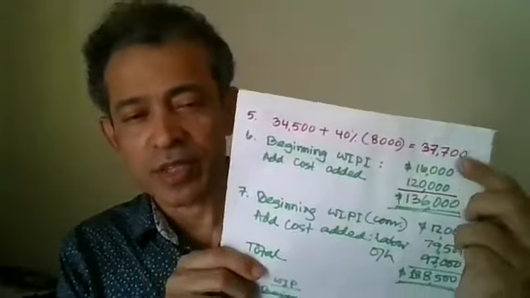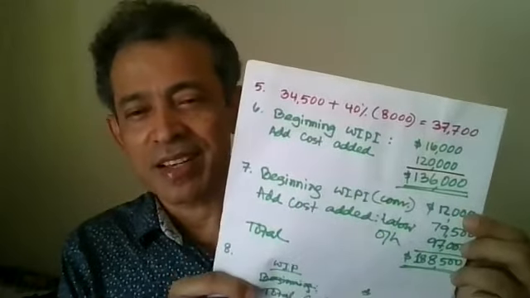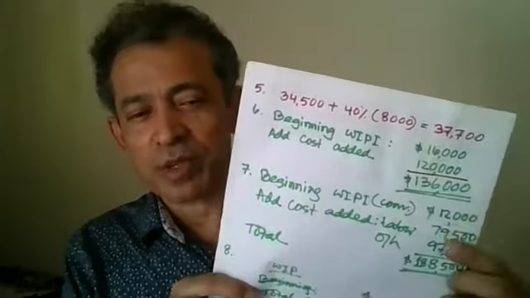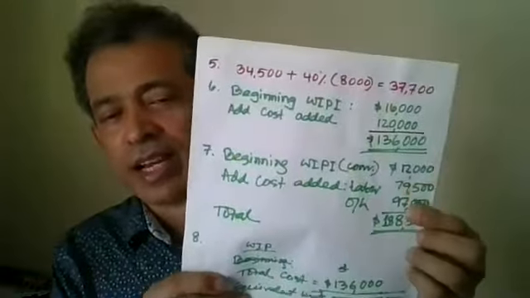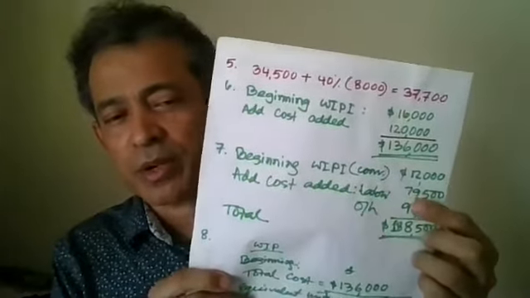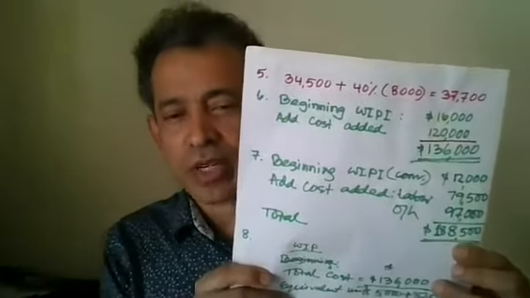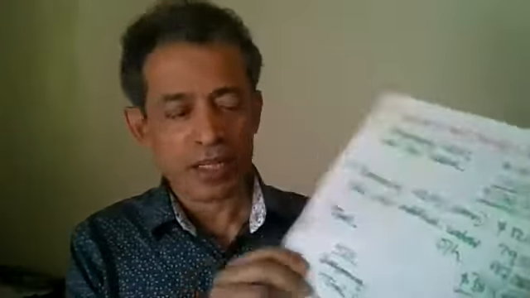Then how much was added? We've added $120,000 worth of material. So 16 plus 120, answer is 136. And how much is conversion? 12 plus the total conversion, which was 79.5 for labor and 97 for overhead applied. These two are added during the month, and this is what we inherited. That's the total cost of conversion. So that answers requirement 7 as well.